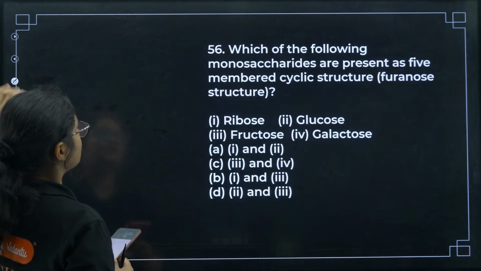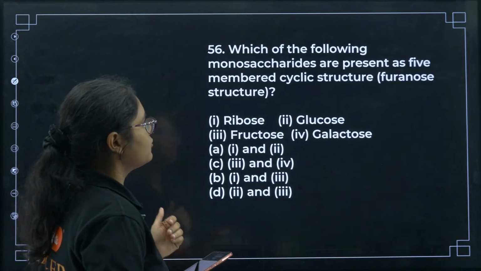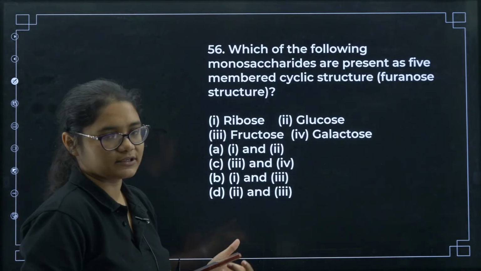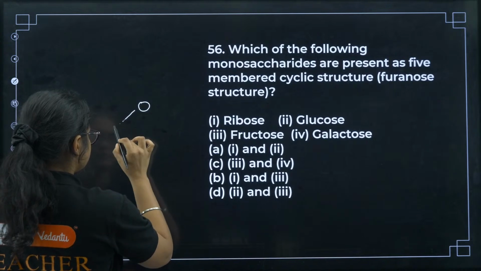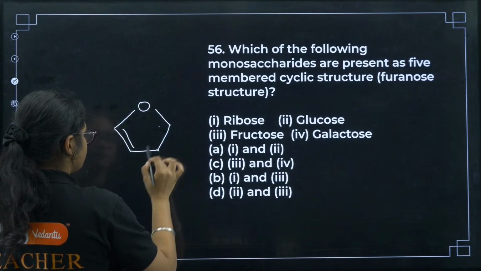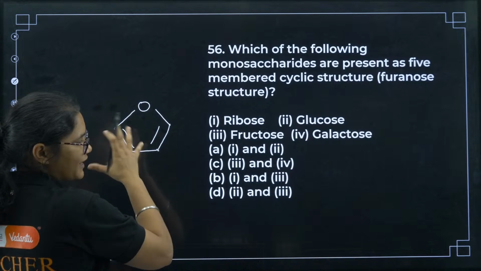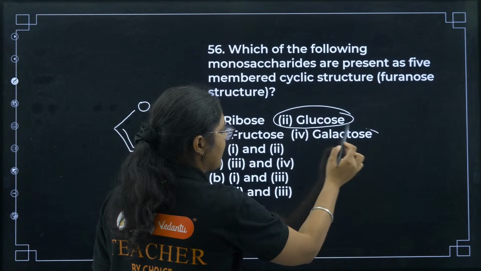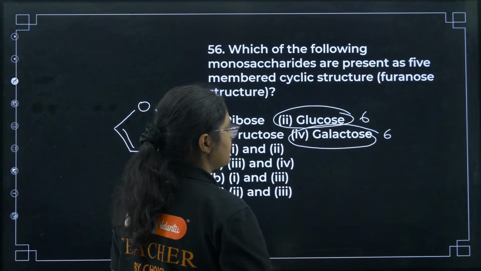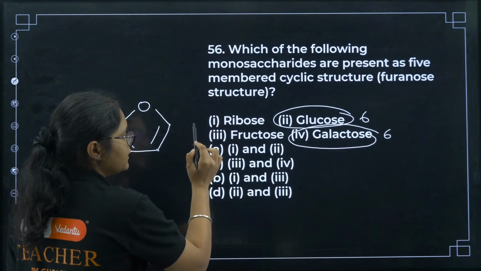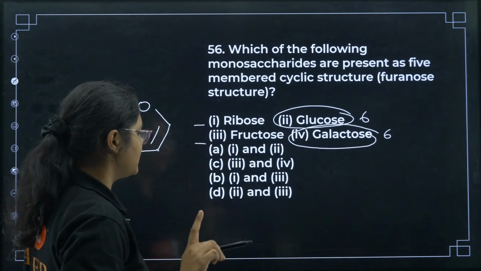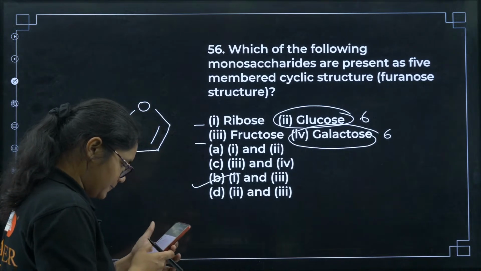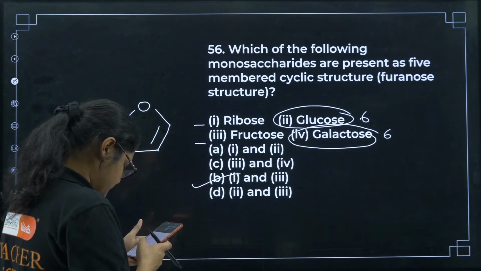Next question, number 56. Which of the following monosaccharides are present as a 5-membered cyclic structure, the furanose structure? You know what the structure of furanose is. This is the structure of furanose, a 5-membered ring. So which one is present? Glucose is not present and galactose is not present because they have a 6-membered ring. So the answer here has to be ribose and fructose, that is 1 and 3. So the correct answer for this question will be option number B. I hope all of you have got this.